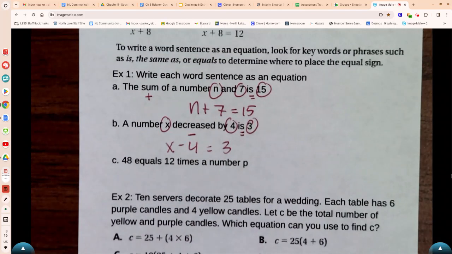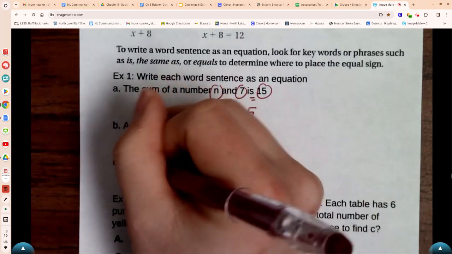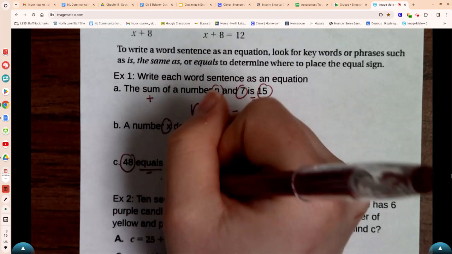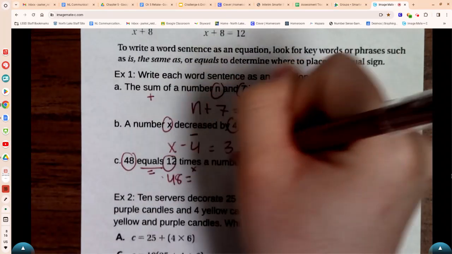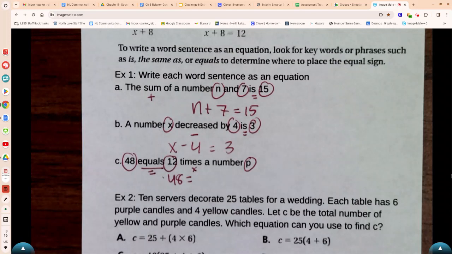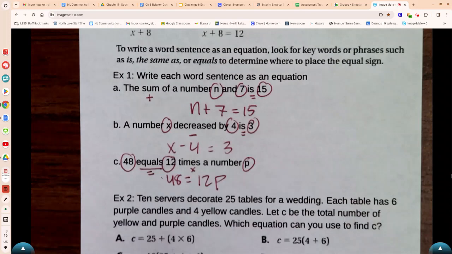And then we have one more. This one's a little bit different because it says 48 equals. So we're writing down the equal sign earlier. In the last two, the equal sign was kind of coming towards the end. This time it comes almost right away. It says 12 times a number p. Well, I think you guys know what times means. But how could I write 12 times p in the shortest way possible? Ash? 12p. So 48 equals 12p would be our equation. Writing 12 times p is not wrong. It's just good to keep reviewing that 12p is the shortest way to write it, and that's what you're going to continue to see in math from now on.